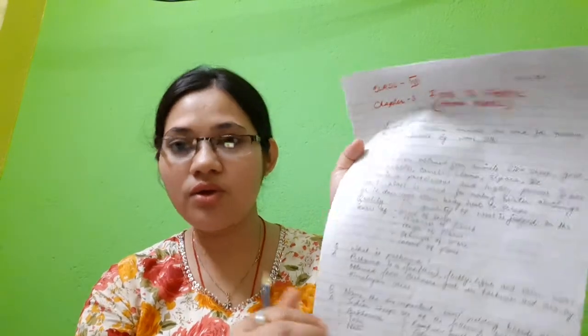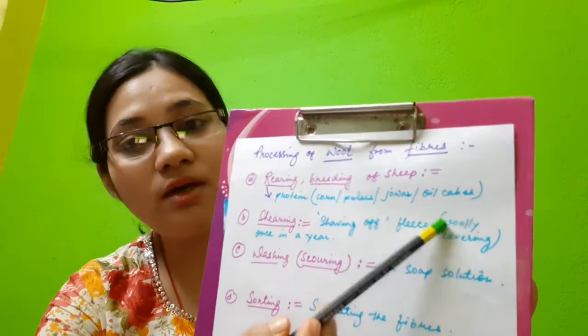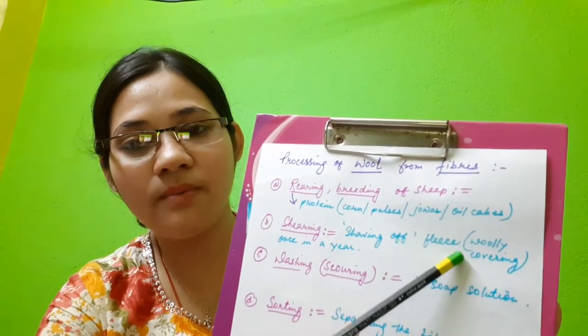Then comes the next point, that is called shearing. Shearing means to shave off. Okay, I will upload a note, so you'll go through this note, and you can also go through your book to find out the real meaning of these words. So shearing means shaving off with the help of a trimmer. And here what happens, a thin layer of the fur is removed along with a thin layer of skin, that is called fleece. So fleece actually means the woolly covering. Woolly covering means it consists of the fur as well as a thin layer of the skin.